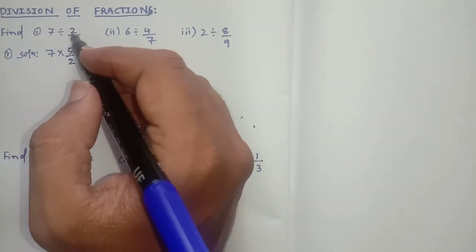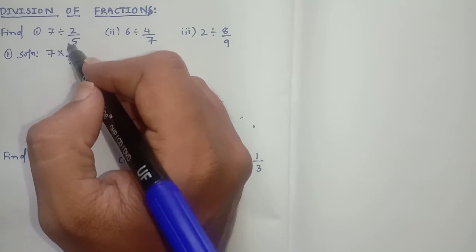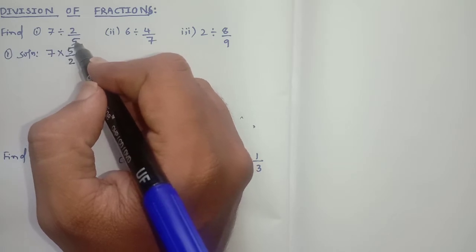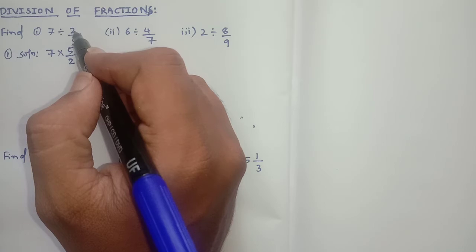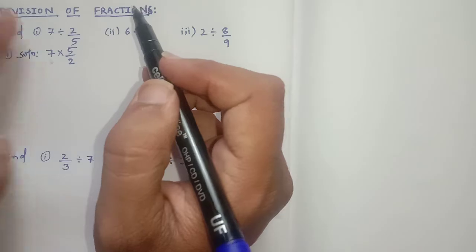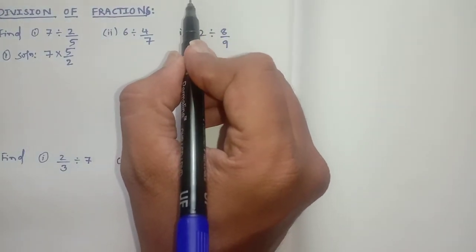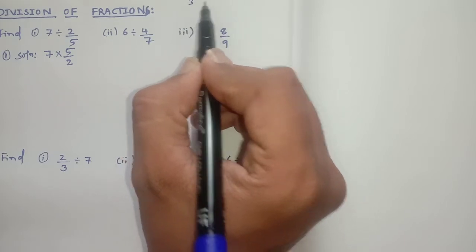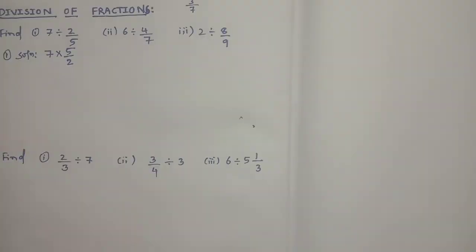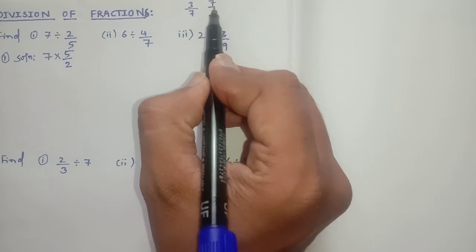Reciprocal means reversing the place of numerator and denominator. The denominator will become numerator and numerator will become denominator. That is called reciprocal, student. Suppose 3 by 7. What is the reciprocal of 3 by 7? It will be 7 by 3, student.